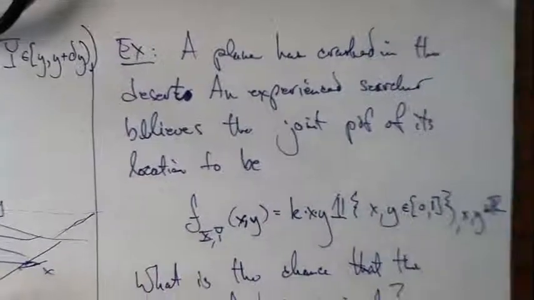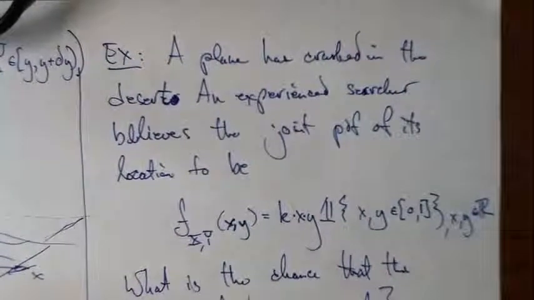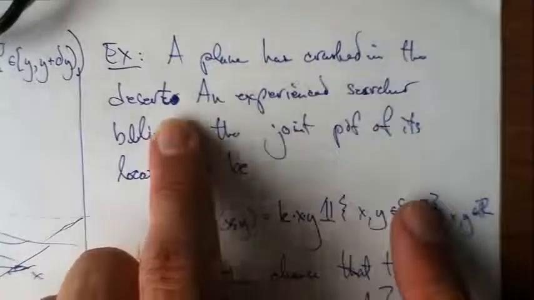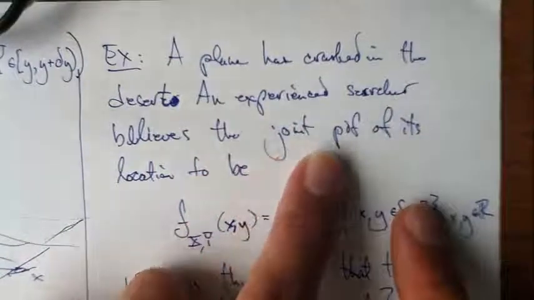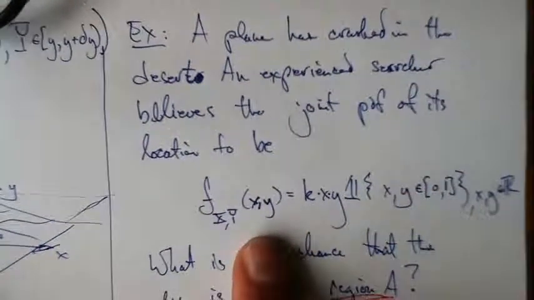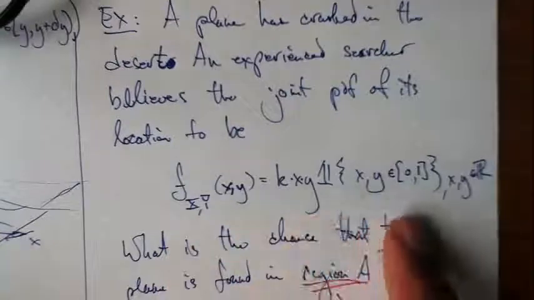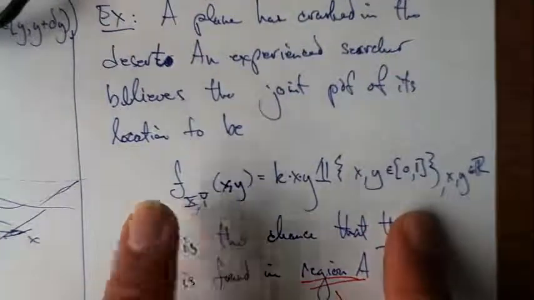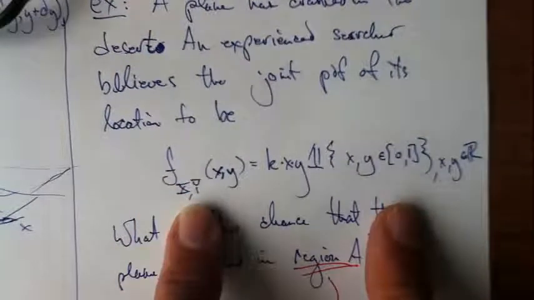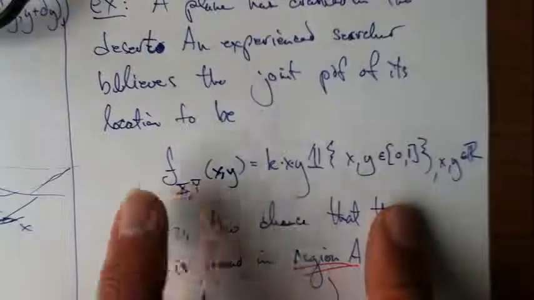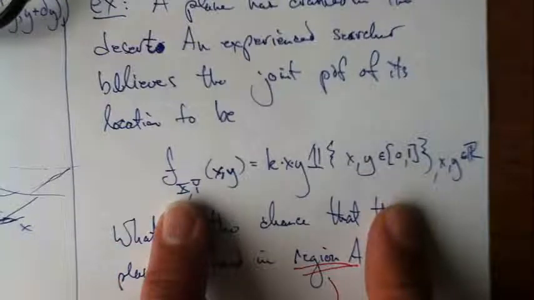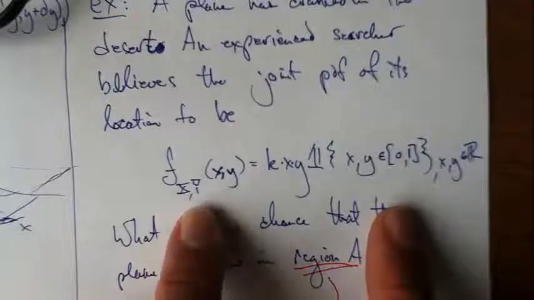All right, let's do an example. A researcher believes that a plane which is lost has gone down somewhere in the desert, and that the joint PDF that describes the location of where this plane has gone down is this. It's the joint probability density function. The x and y here describe the x and y coordinates. You can think of them as longitude and latitude on a small scale or something like that.